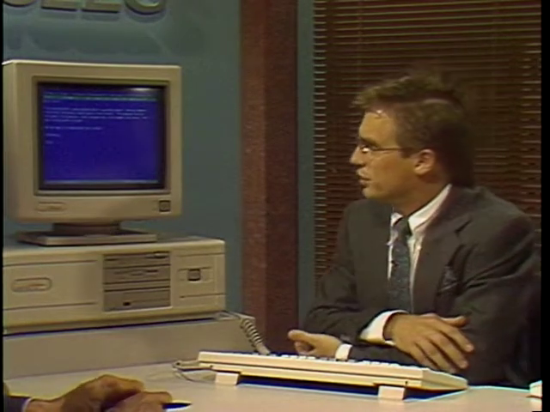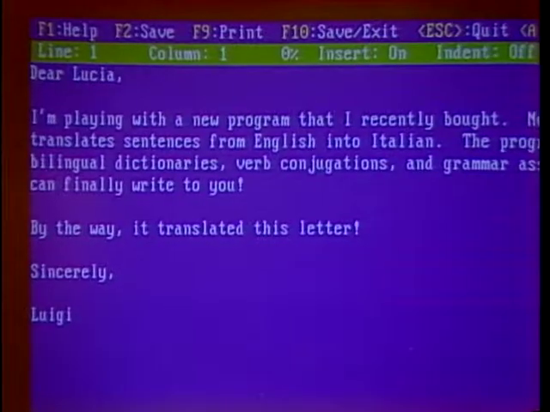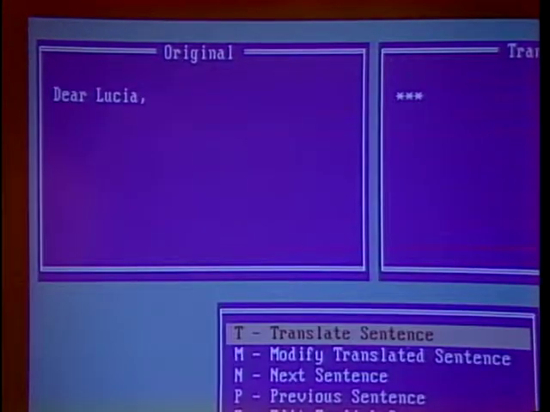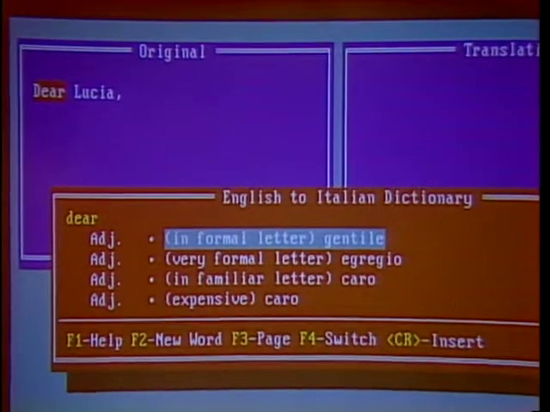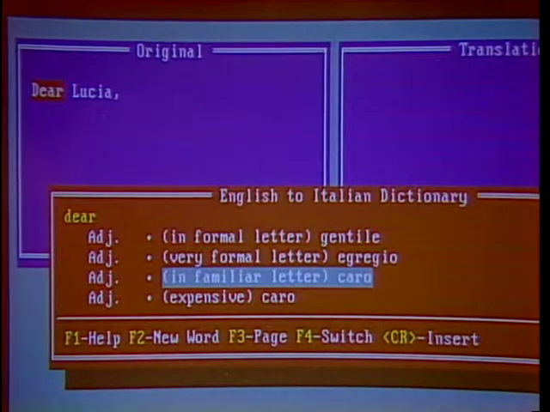This is a letter from Luigi to Lucia talking about the program that he just bought that translates from English into Italian. So this is our editor, and we'll move right into the translation part. When we go to translate, the first sentence comes up. It says, Dear Lucia. We want to know, well, is this dear as in what kind of letter, or dear as in, oh, this is a very dear piece of jewelry?